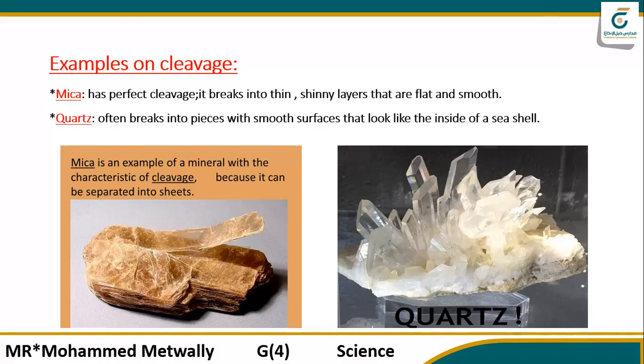Unlike the second mineral, which is quartz. Quartz is a kind of mineral that has the cleavage property also. It can break into pieces with smooth surfaces that look like the inside of a seashell. Like you see here in the figure, you can differentiate between the two minerals according to their cleavage.